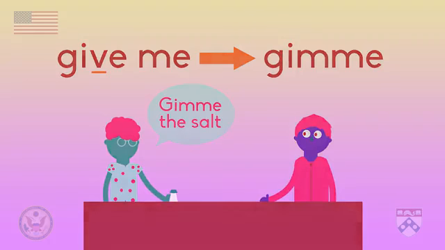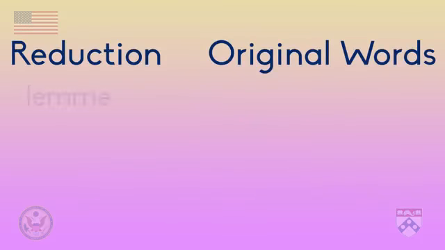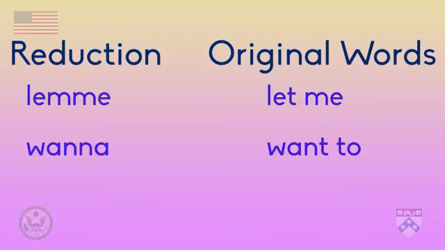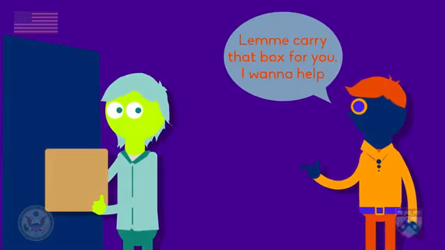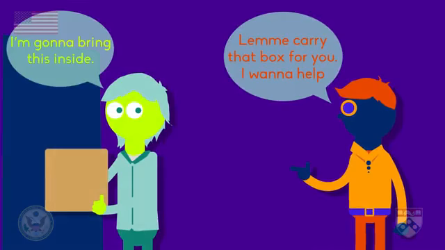Other common reductions that leave out some middle sounds include lemme, let me, wanna, want to, and gonna, which we already mentioned. We can use them in sentences like, let me carry that box for you, I want to help, or I'm going to bring this inside.